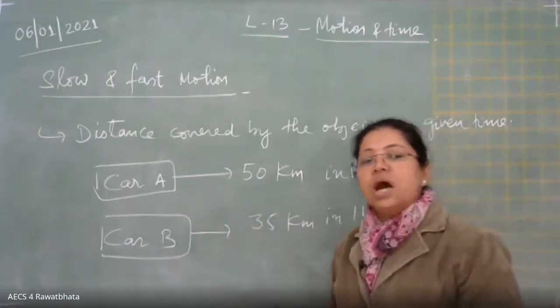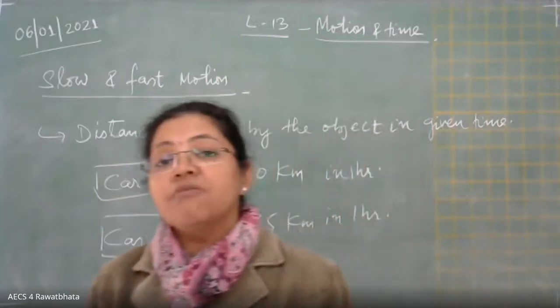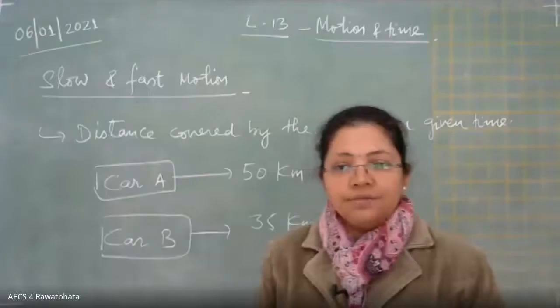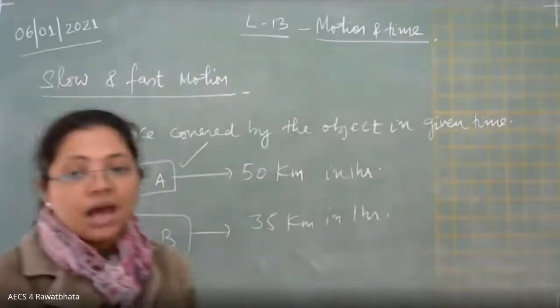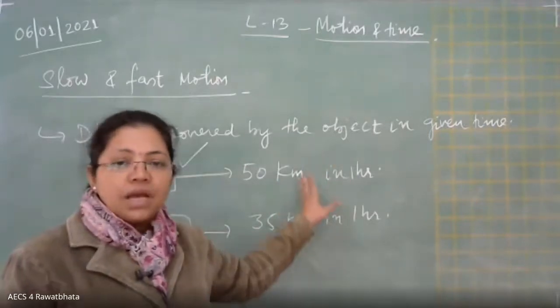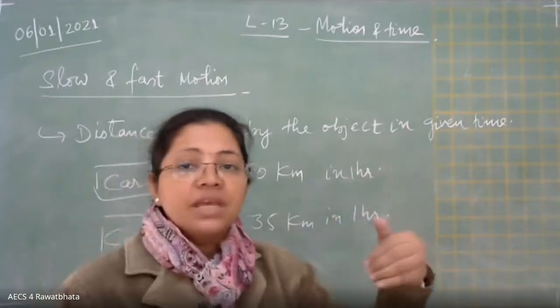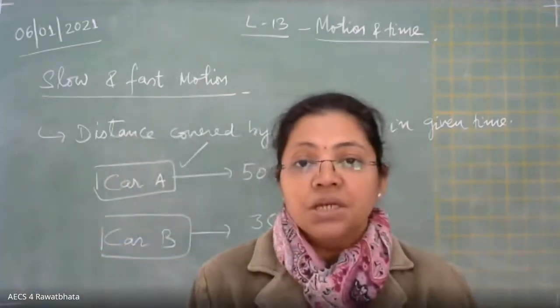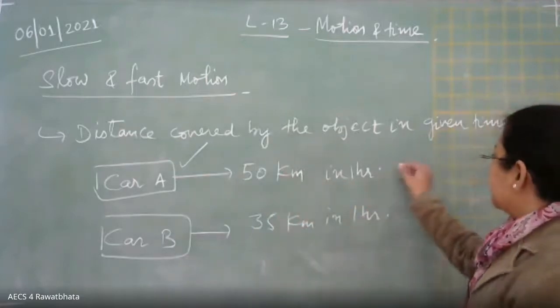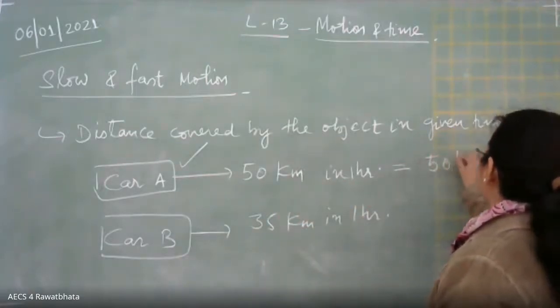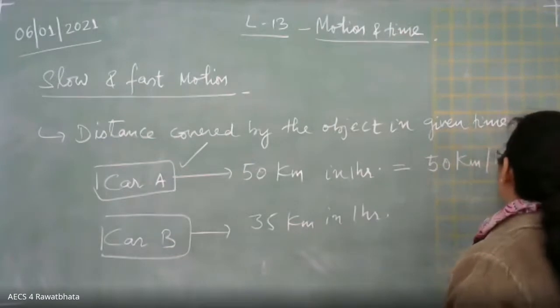So out of these two cars A and B, which one is moving faster? Which one is in fast motion? Car A. Yes, car A. Yes, your answer is correct, Ollie. That is car A. So here we just compare the quantities. Okay. And a moment before I told you that we can simply tell by measuring the speed. So here for car A, the speed will be 50 kilometer per hour.